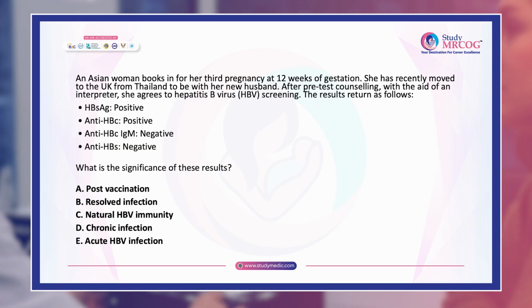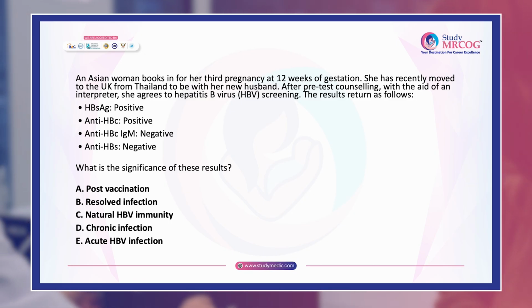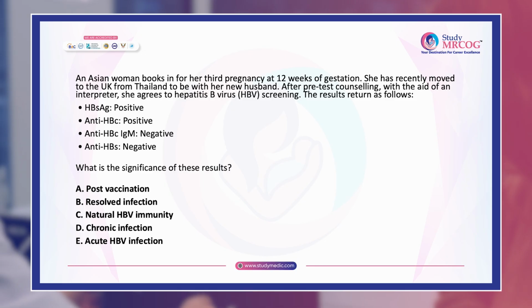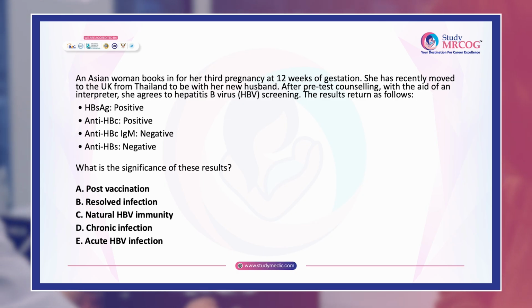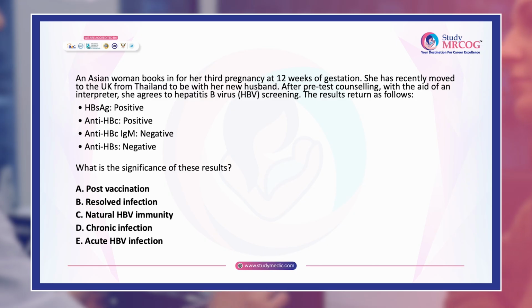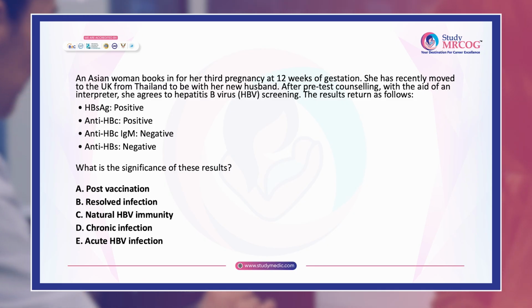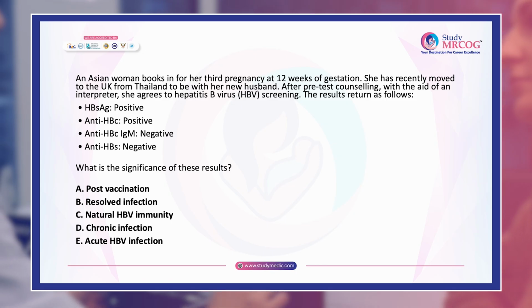So there's now an Asian woman who has come in her third pregnancy and she is at 12 weeks of gestation. She has recently moved to the UK from Thailand to be with her new husband. After pre-test counseling with the aid of an interpreter, she agrees to hepatitis B virus screening, and the result is given as below. So the surface antigen is positive, the core antibody is positive, the core antibody IgM is negative, and the surface antibody is also negative.